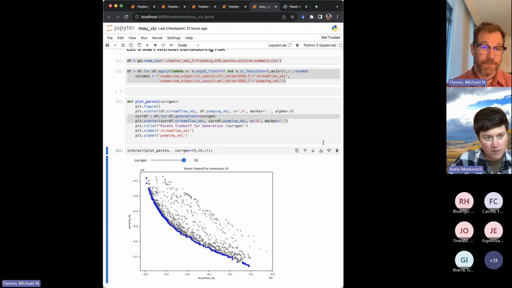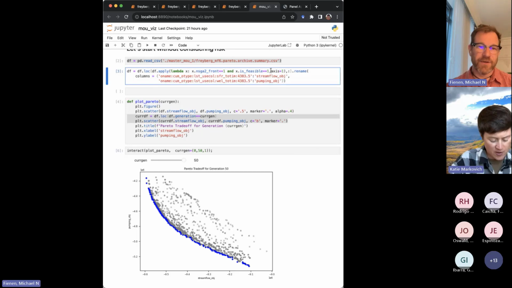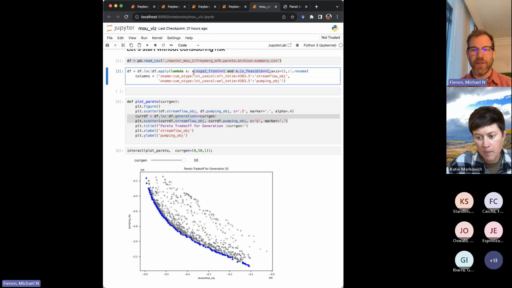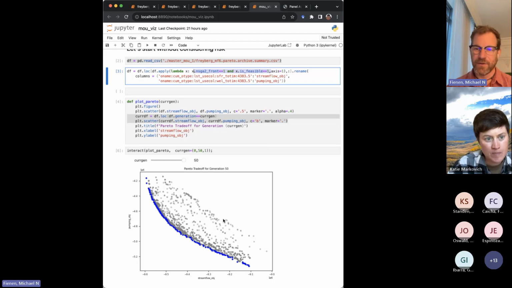So I'll put that. Absolutely. There are also a couple of columns in that archive summary that are worth noting. One of them is feasible. There are infeasible solutions that are recorded in that file, so you don't want to keep those, or visualize those, or accept those as part of the final answer. That's why there's this little function in here to keep only the ones that are feasible. And also, NSGA2 is the name of the actual algorithm that MOU is running.